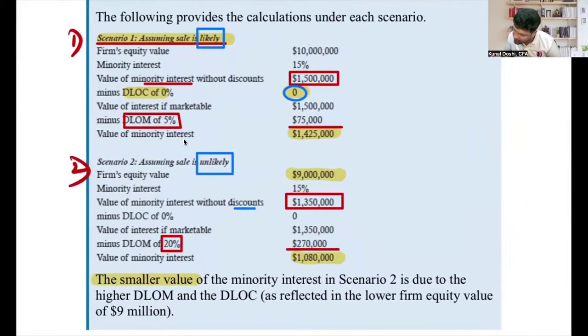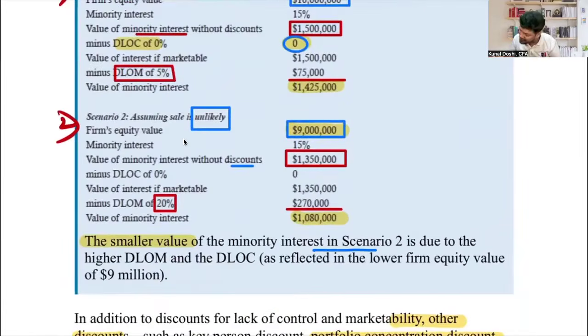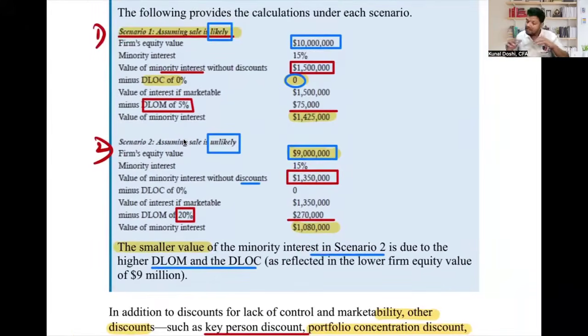The firm's equity value in this case was 10 million. Here it was considered 9 million only. So the smaller value of minority interest is due to the higher discount for the lack of control and marketability. This is what we had discussed in the class, right? So the valuation reduces when the sale is unlikely, then you will be facing the discounts rather than the control premium. Clear?